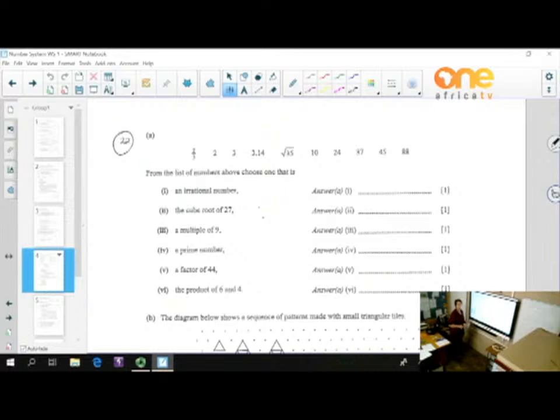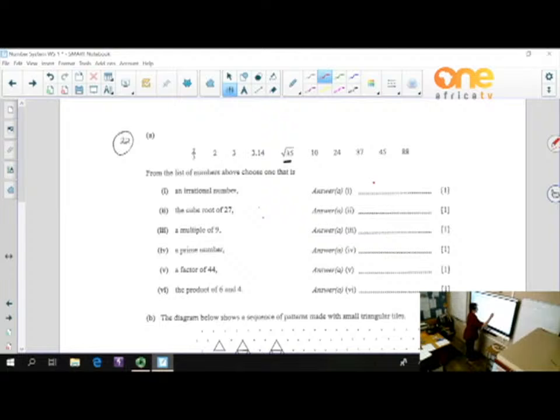I have to round it off. And that's why this one, the square root of 35, is irrational. Then the cube root, so you can just as well press your calculator like this. The cube root of 27, and the answer is 3. A multiple of 9. So 9, 18, 27, and that would be 45.